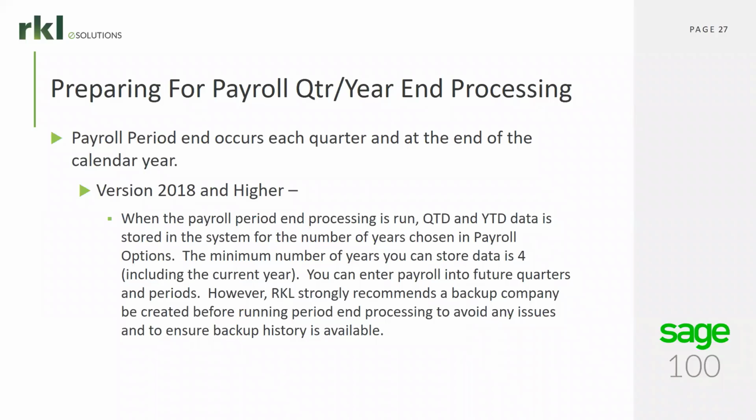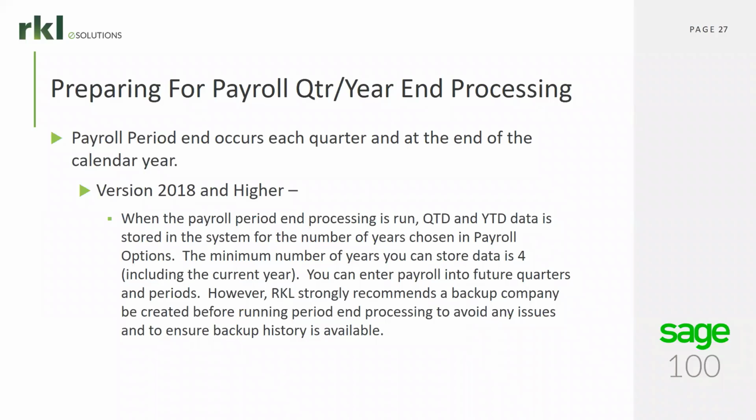If you're on Sage 100 version 2018 and higher, when you run period end processing in payroll, your quarter-to-date and year-to-date data is retained in the system for the number of years chosen in payroll options. This is not the same for version 2017 and lower. Version 2017 and lower period end processing actually purges the quarter and year-to-date data.